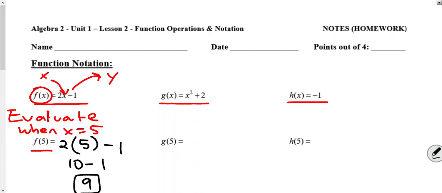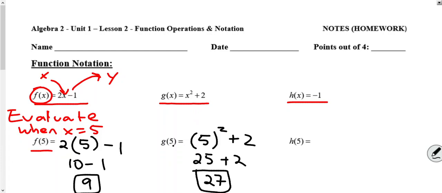Okay? Let's look at g of x. Same idea. We want to do g of 5. So g of x equals x squared plus 2. That means I say 5 squared plus 2. 25 plus 2 is 27. All right, so g of 5 equals 27, or when x equals 5, y equals 27.